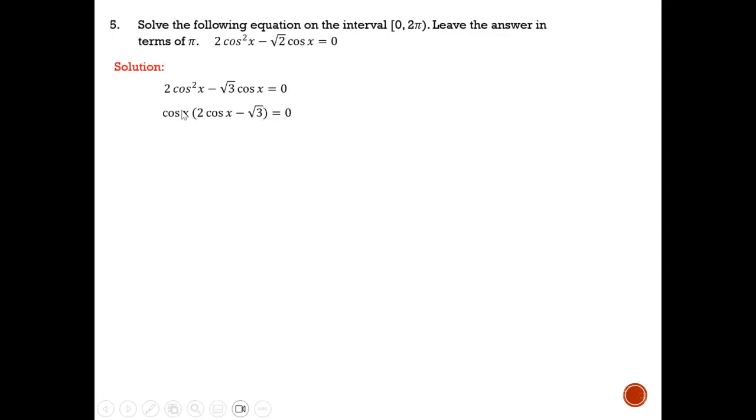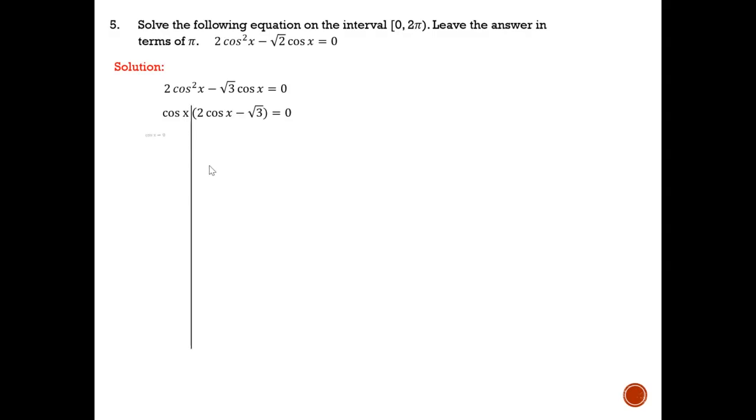And you can always check your work to see if it's true. Cosine of x times 2 cosine of x will give you 2 cosine squared x. And cosine of x times negative square root of 3 will give us negative square root of 3 cosine of x. Now you're going to let them both equal 0. You're going to be applying the zero product property.